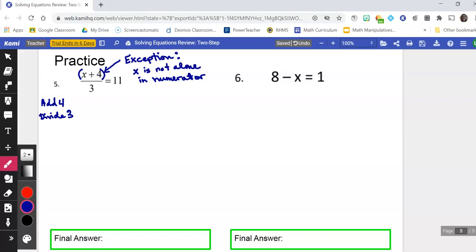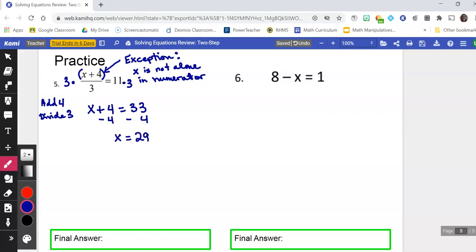So instead of dividing by 3, I'm going to multiply by 3, so the inverse. When I do that, these 3's will cancel each other out. I'll be left with x plus 4 equals 33. And now that the fraction is gone, I can split up the x and the 4. So now I can subtract by 4.